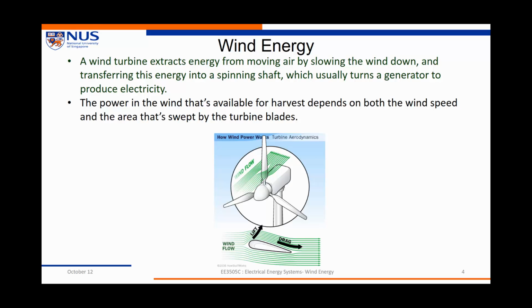Now we need to extract the energy from the wind for some usable work. So we'll be using a wind turbine to do that. A wind turbine extracts energy from moving air by slowing the wind down and transferring this energy into a spinning shaft, which usually turns a generator to produce electricity.